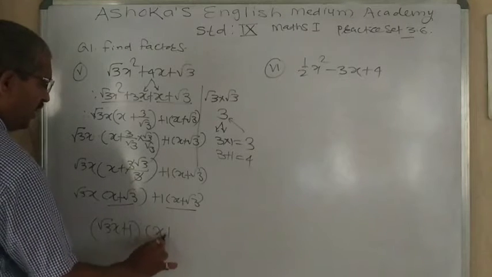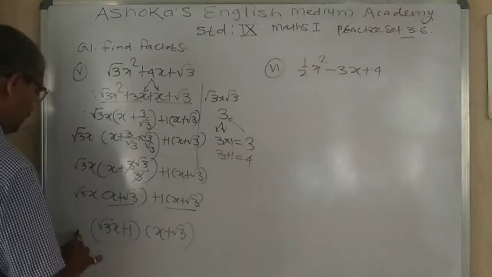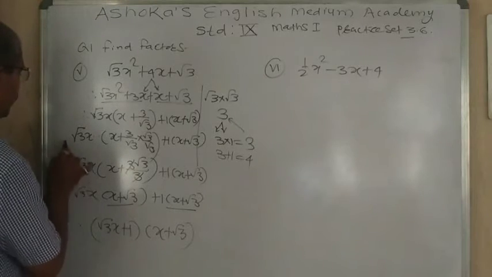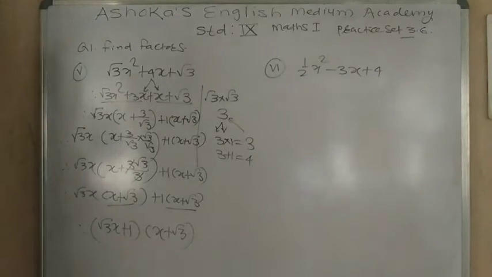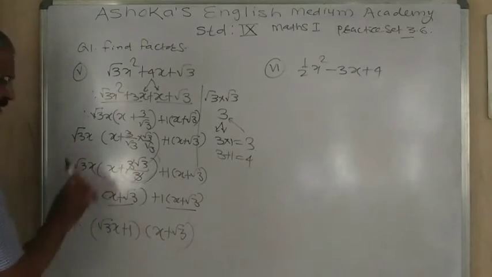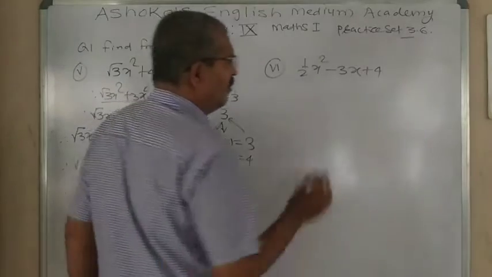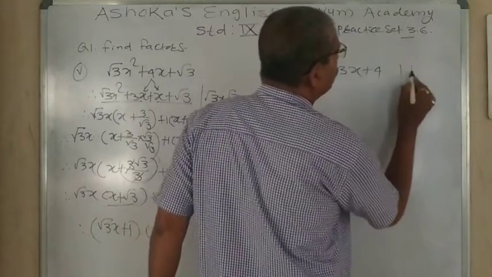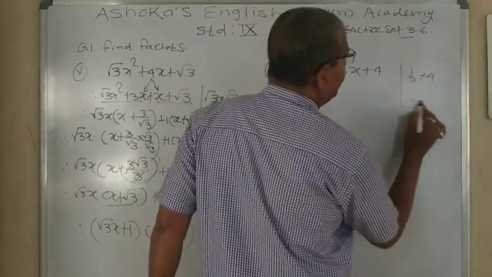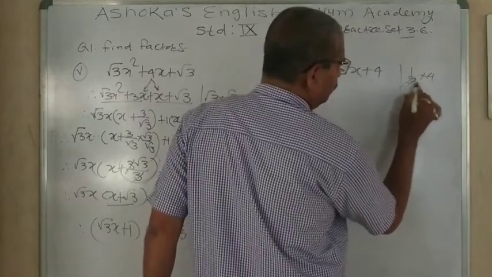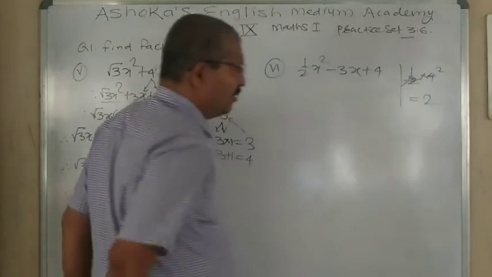And in the second bracket, common term x plus root 3. Here we have done rationalizing the denominator. Now in question number 6, what will happen? Half into 4 means 2. 2 ones are 2, 2 twos are 2.